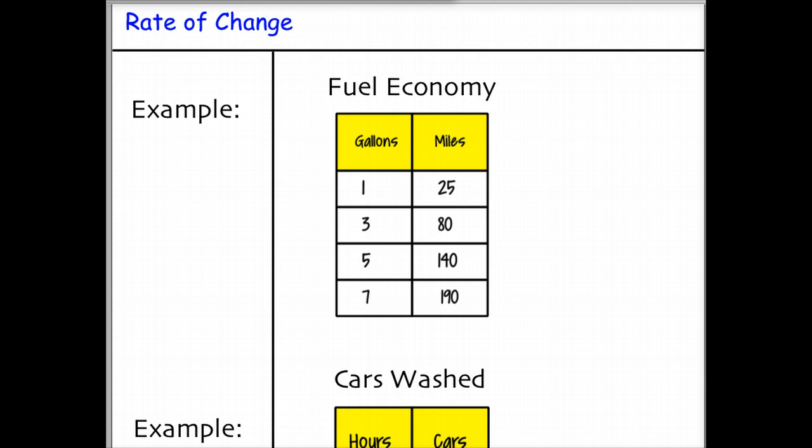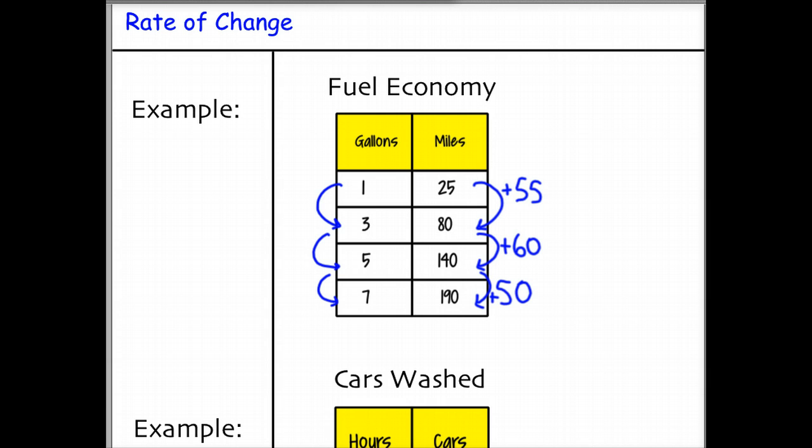Let's try another example here. The first thing, if you'll remember, is we find the change in y and the change in x. So we're going to find the different changes in y and the changes in x. From 25 to 80, we added 55. From 80 to 140, we add 60. And from 140 to 190, we add 50.